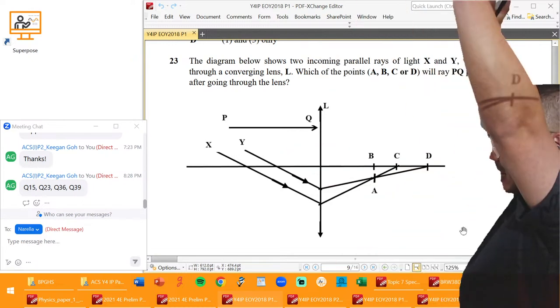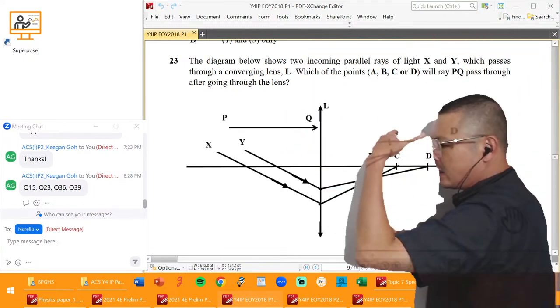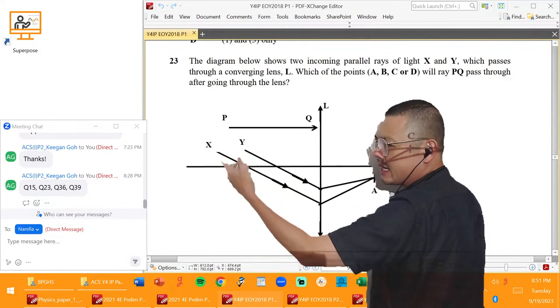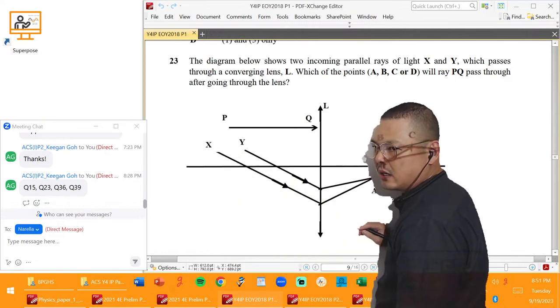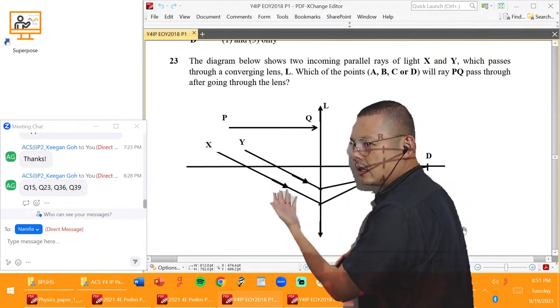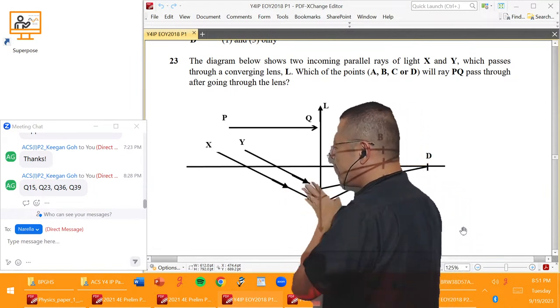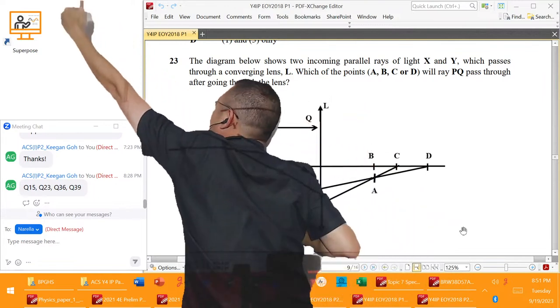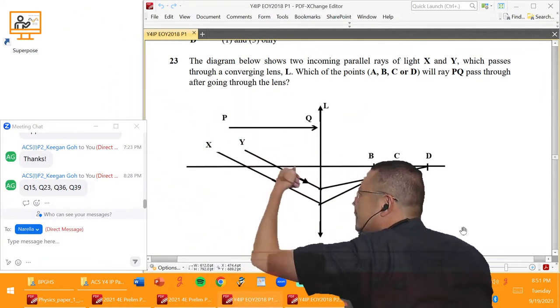Okay, listen. Where are these two light rays coming from, X and Y? Look at how they're behaving, X and Y. They're coming from infinity, right? All the way down here like this, correct or not?